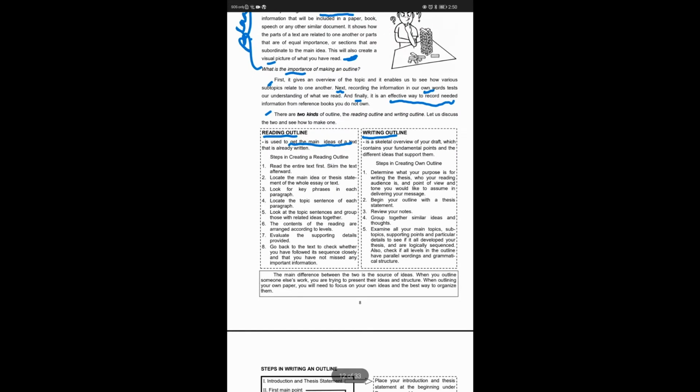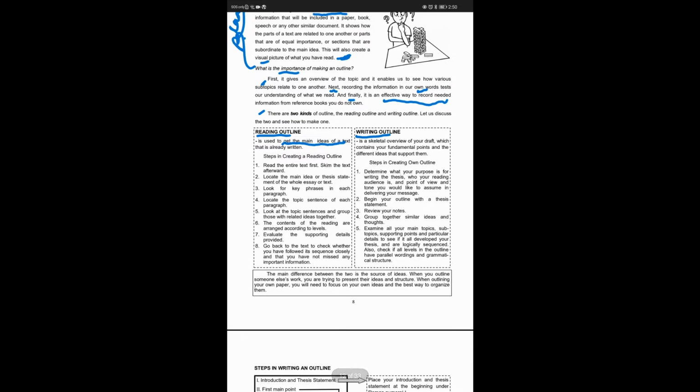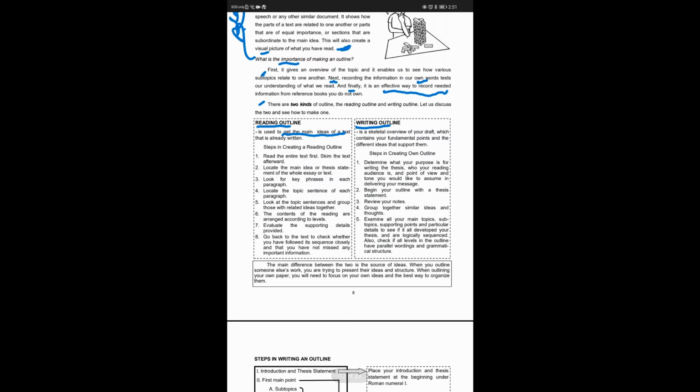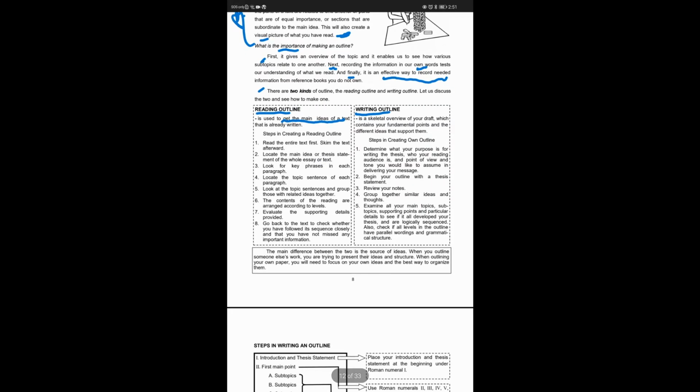So, after mo daw basahin yung buong text, basahin mo lang siya ulit. Skim lang. Mabilis lang. Okay? You just have to run down again to the text that you have read. And then, afterwards, second, locate the main idea or the thesis statement of the whole essay or text. Ano tingin mo yung pinaka-topic? What do you think is the topic of the whole paper or the whole book or the whole story or the whole essay?